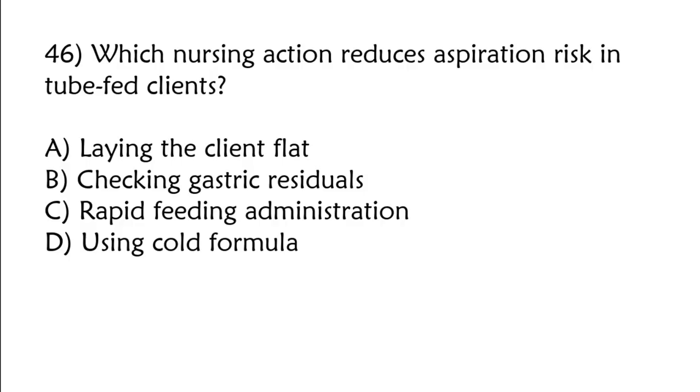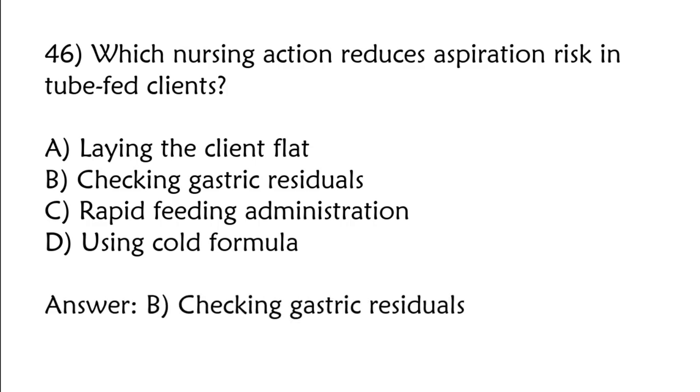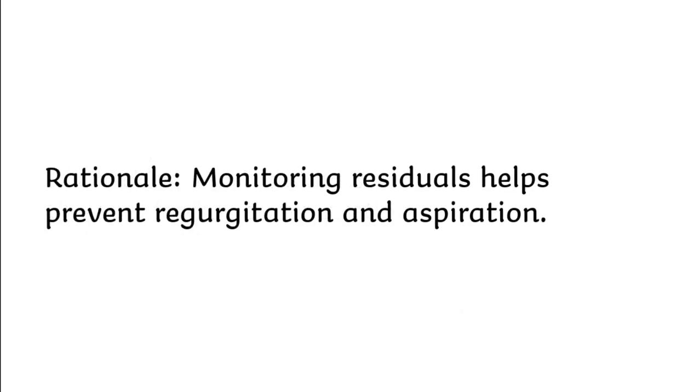Which nursing action reduces aspiration risk in tube-fed clients? Correct answer is B. Checking gastric residuals. Rationale: monitoring residuals helps prevent regurgitation and aspiration.